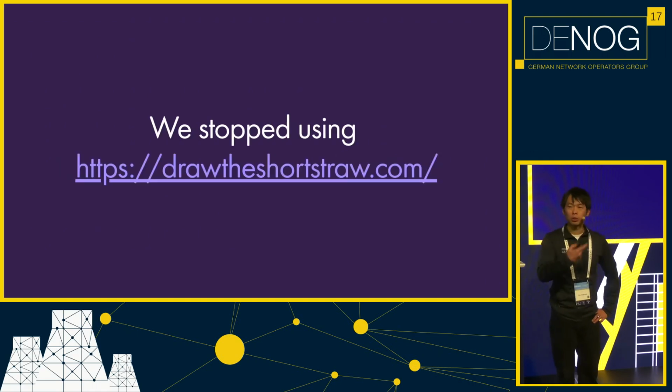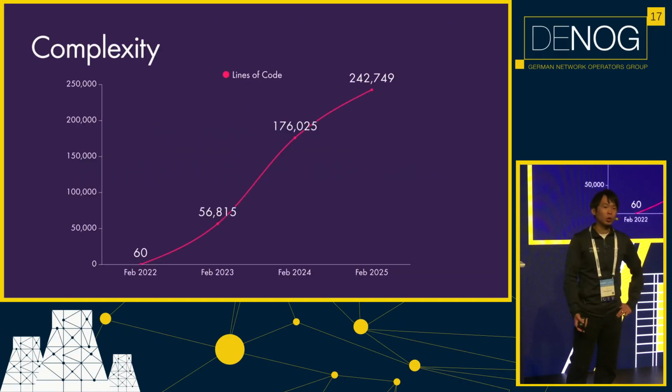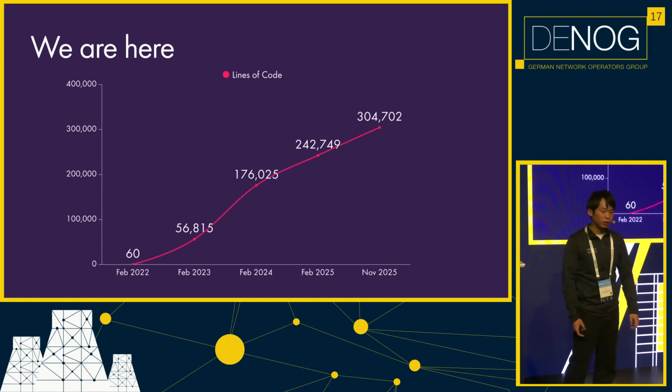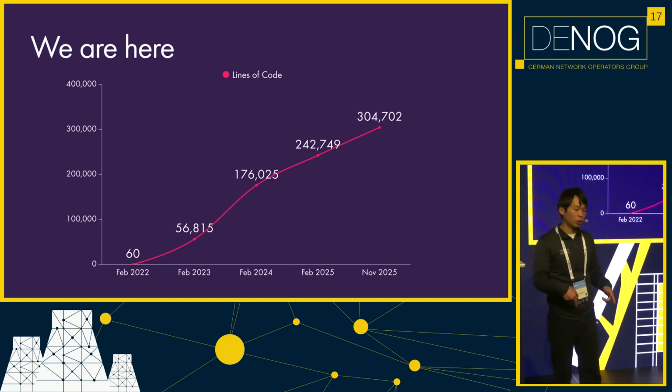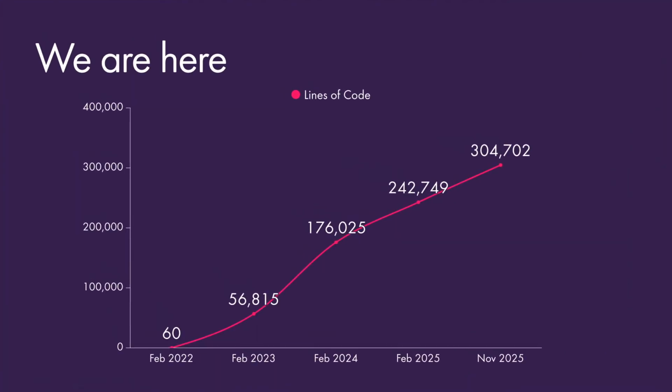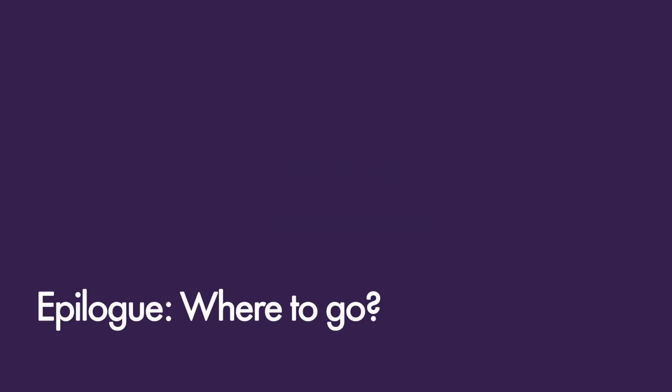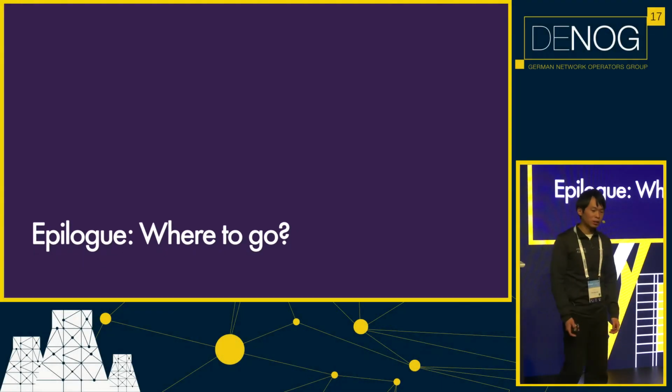Also, obviously, we stopped using this. So I show you this complexity slide. This is February 2025, and right here we are today, November 2025. Within this year, we already added another 60,000 lines of code. So my hot take is this never ends. So where do we go from here if this never ends?